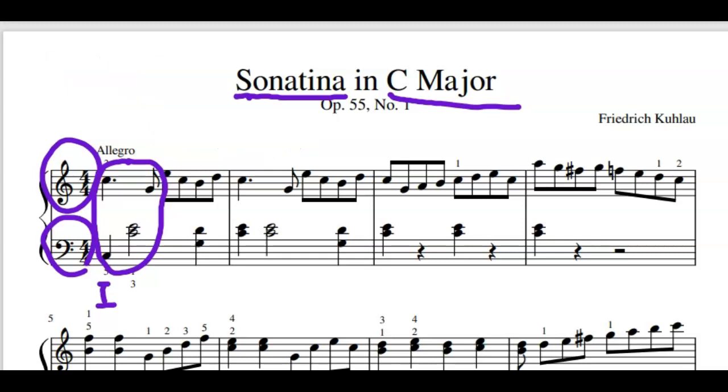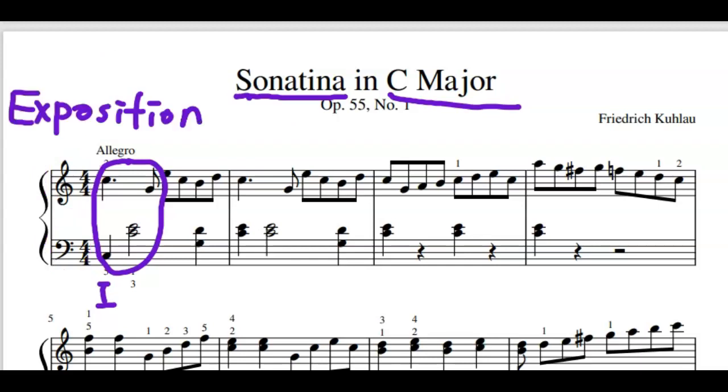As I said in the beginning, the sonata form has 3 parts. First big section is called exposition. And the beginning of exposition starts with the first theme. So da da da da da da da here. Da da da da da da. This is the theme. Okay, first theme.